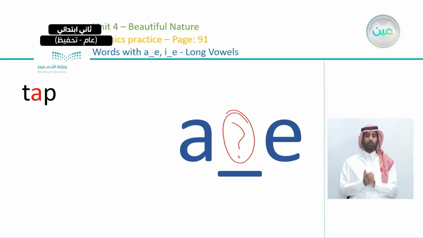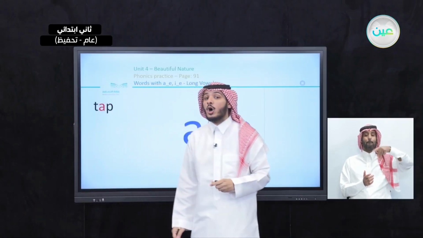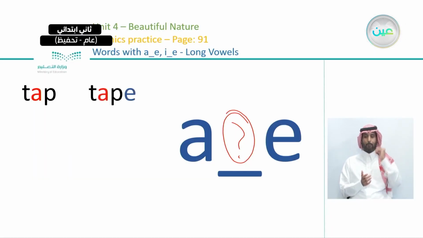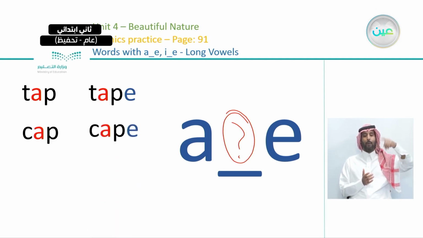Now, we have this word. Can you read this? Is it tap or tape? It's tap. Excellent. So we have a tap here. What about this? This is tape, tape. Excellent. So why A, not A? Because we have E in here. Okay. Now, what is this? Cap, cap. Excellent. What about this? It's what?